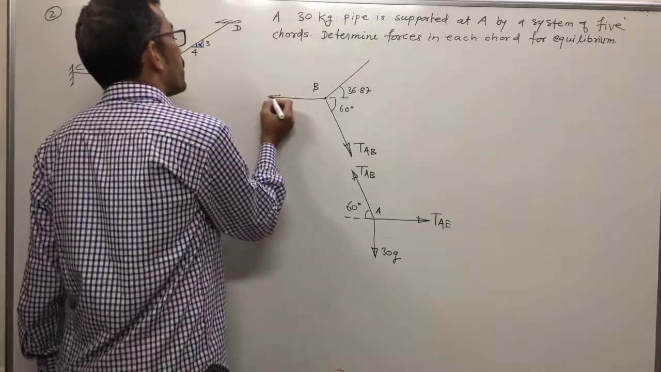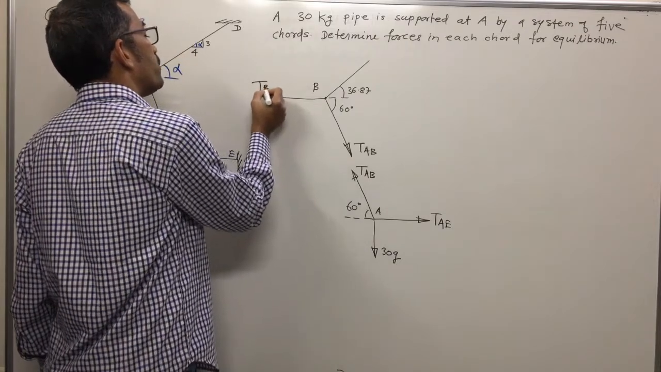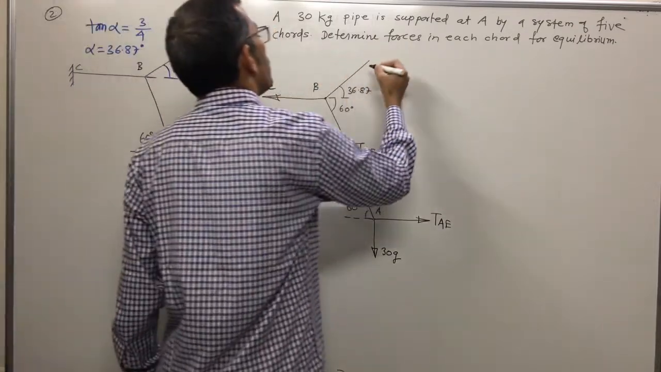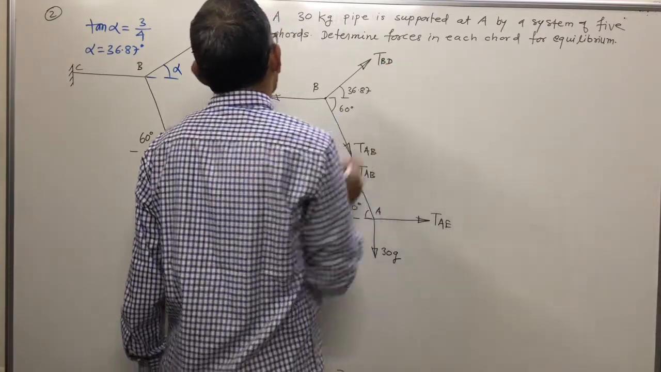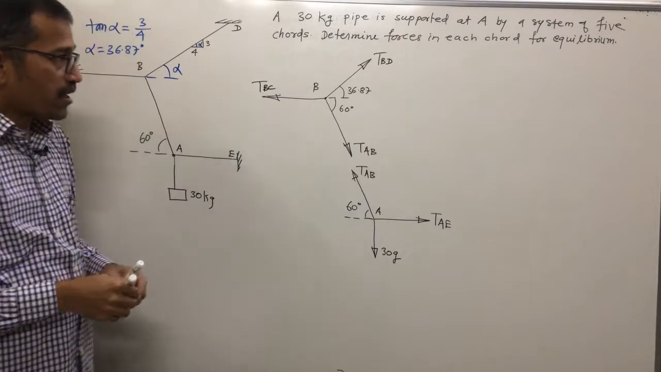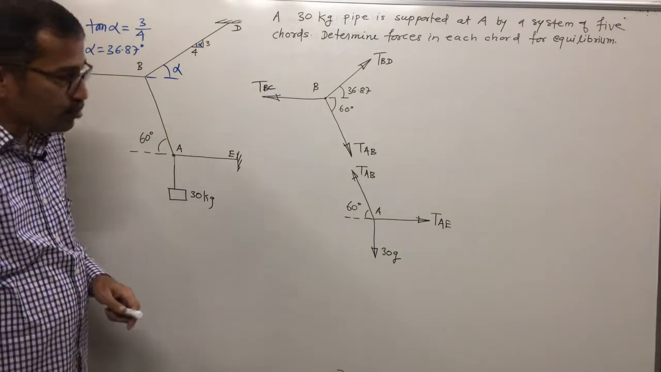BC is a horizontal cable. What will we get here? Tension in cable BC, and this BD is inclined at an angle of alpha. The name of this tension is TBD. Now there are two free body diagrams. So how will we get the solution of the problem?